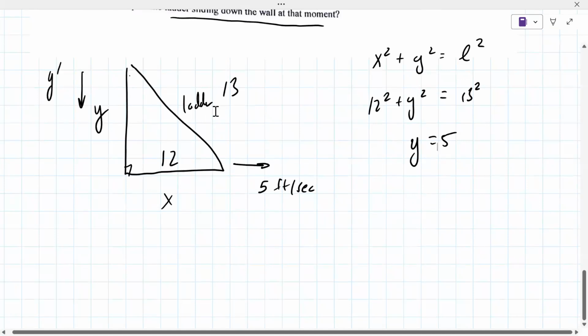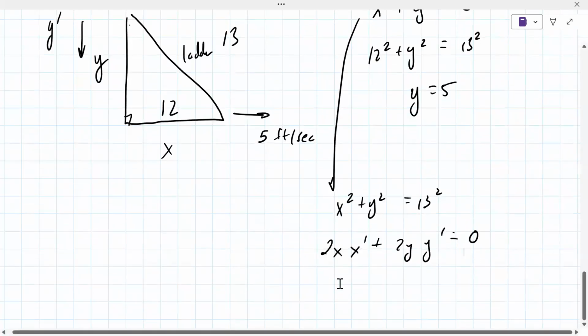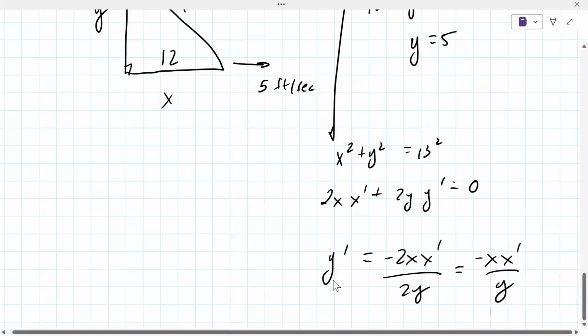And now you go back to this equation, but the ladder's not really changing in terms of its length. The ladder's fixed. You can actually rewrite the equation as x squared plus y squared equals 13 squared. And this is kind of like the related rates. You're taking a derivative and they're both functions of something else. So it's 2x x prime plus 2y y prime equals 0. And then you solve for the one you're interested in, which is y prime, which is minus 2x x prime over 2y, minus x prime over y.